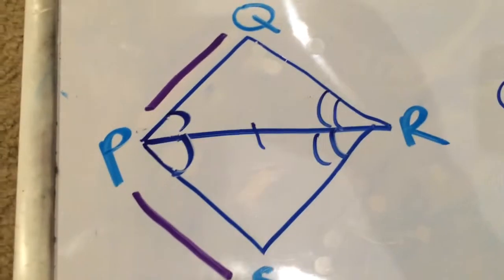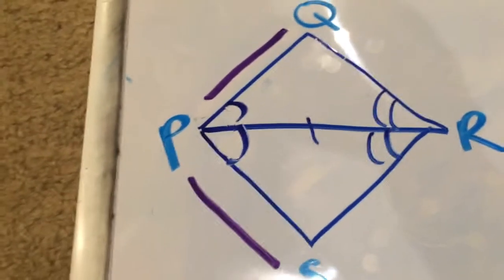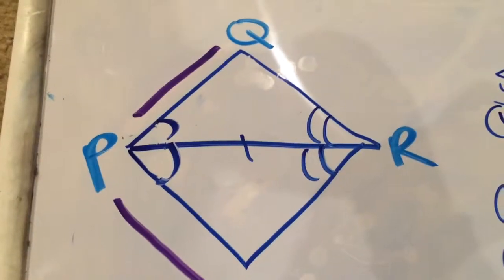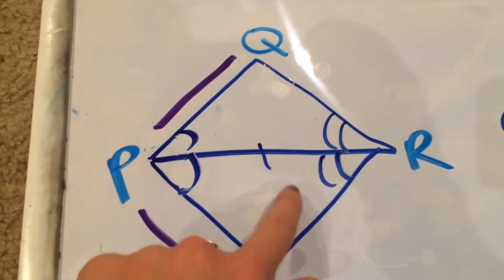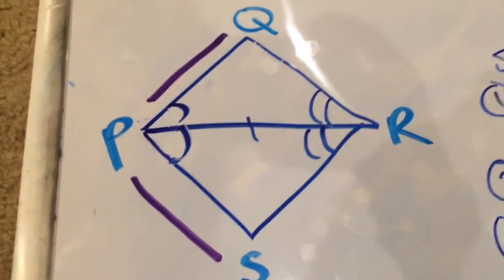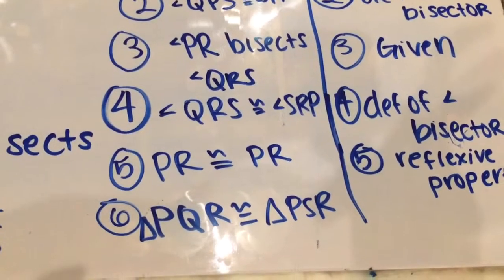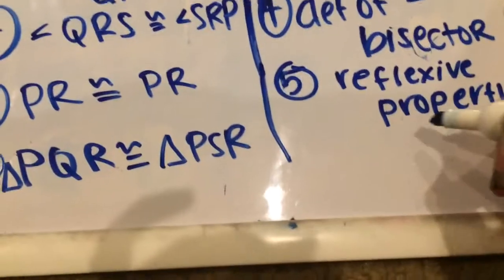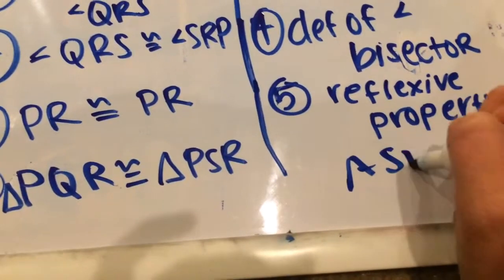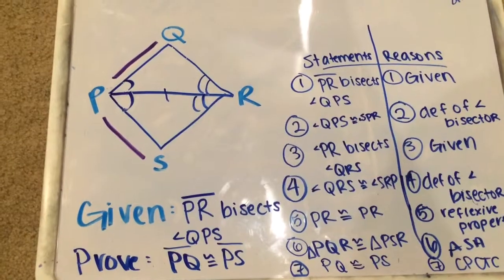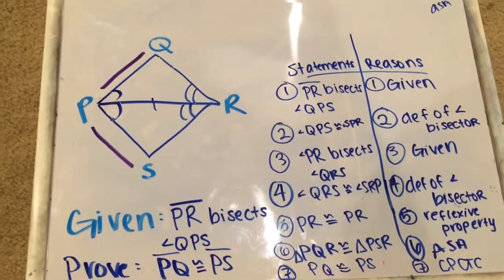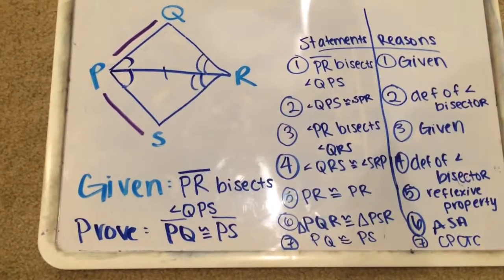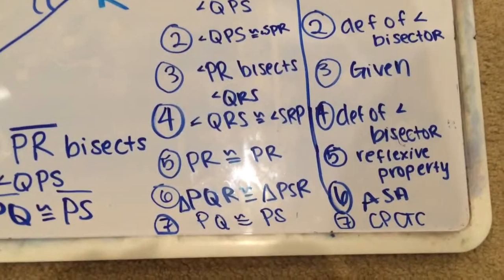The next step is finding that PR is congruent to PR because of the reflexive property. And since this is angle side angle, it's congruent by ASA. So triangle PQR is congruent to triangle PSR because of ASA. So now we know that these two triangles are congruent. The last step is to prove that PQ and PS are congruent, and they are because of CPCTC.